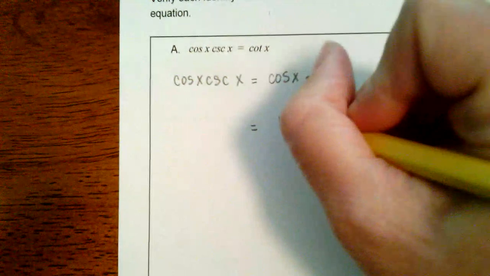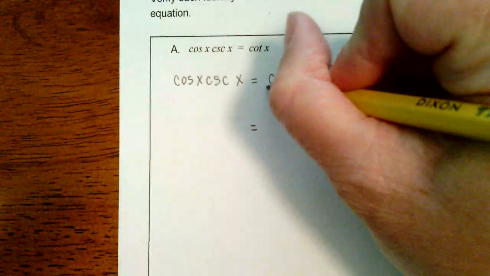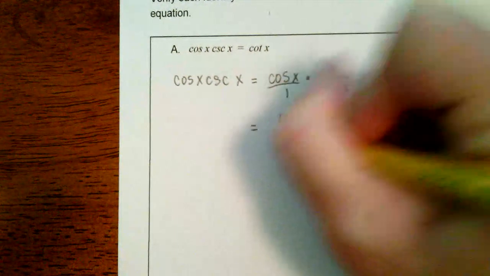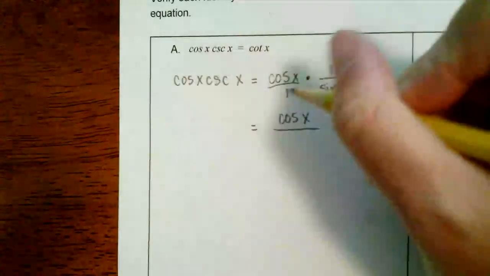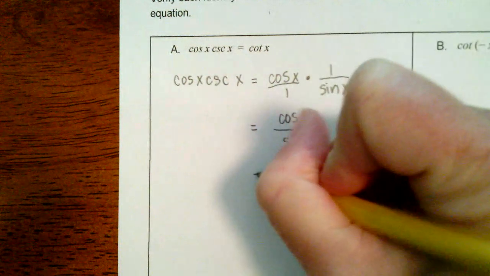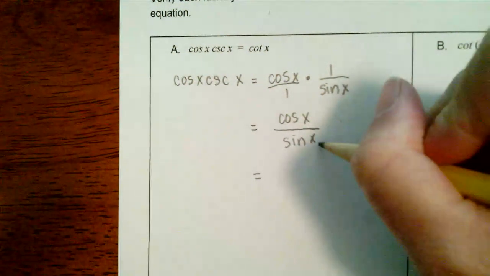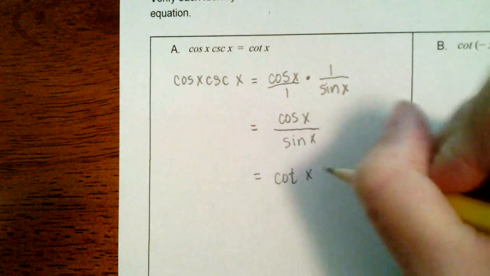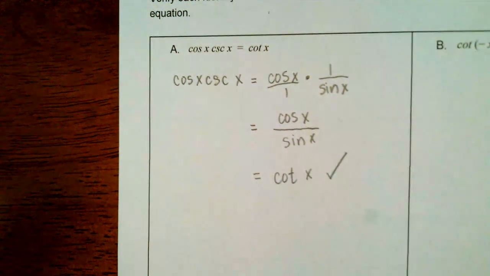And so I am going to just multiply fractions. I multiply the numerator, I get cosine x over 1 times sine of x is sine of x. And then I recognize that the cosine x over the sine of x is equal to the cotangent of x. And I always put a check to show that I verified the identity.